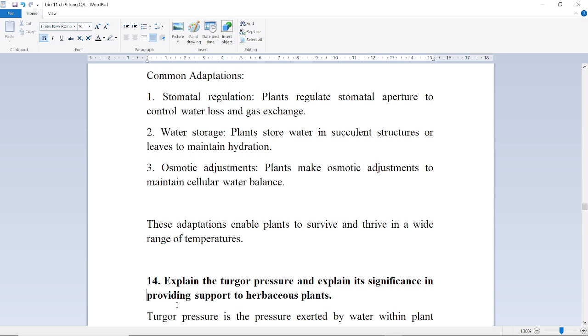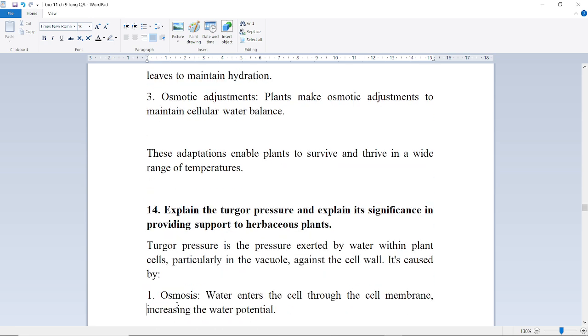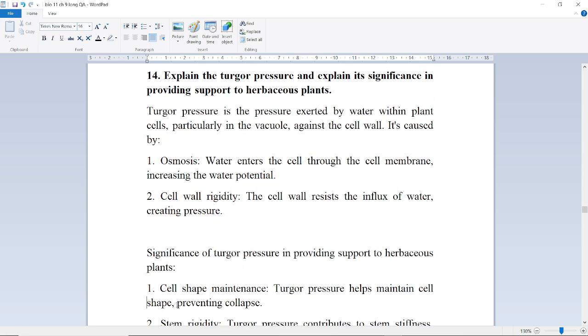Osmotic adjustments: plants make osmotic adjustments to maintain cellular water balance. These adaptations enable plants to survive and thrive in a wide range of temperatures. Next question is, explain turgor pressure and explain its significance in providing support to herbaceous plants.